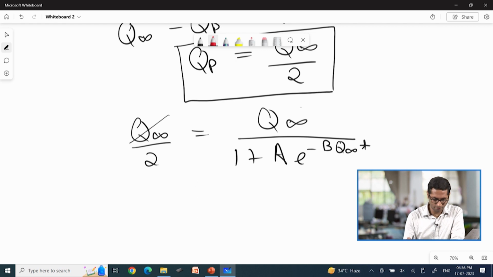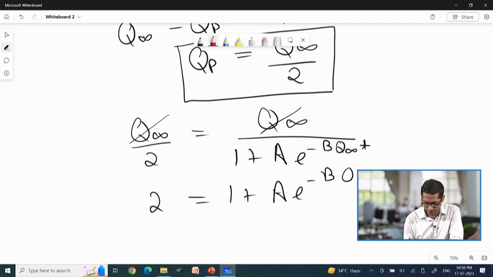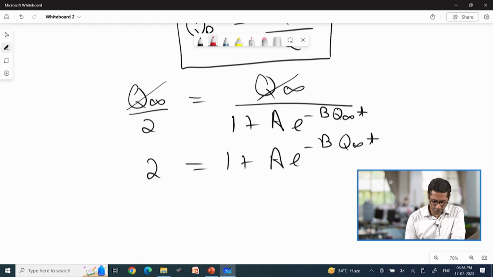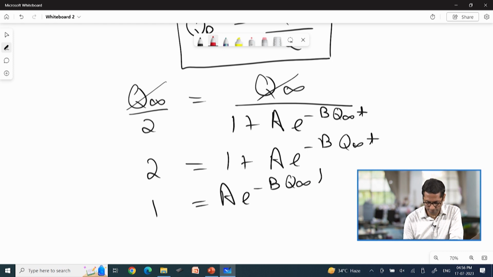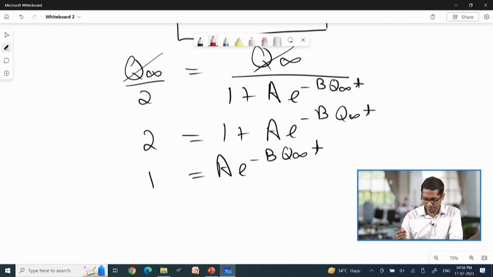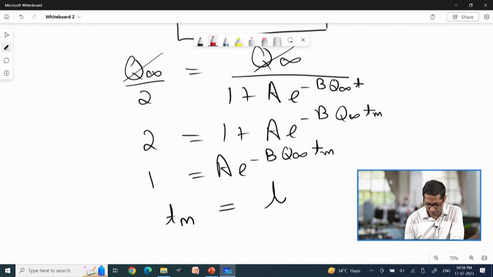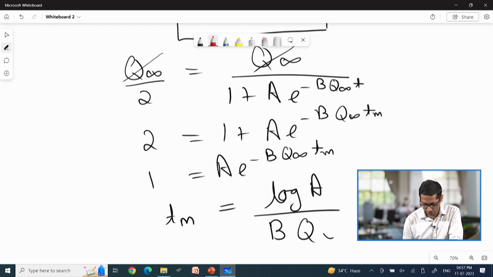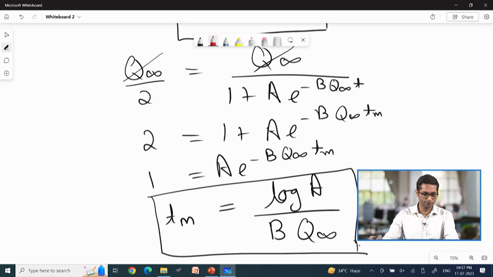So these two terms cancel out each other, and we have 2 is equal to 1 plus A e raised to power minus B Q infinity t, or 1 is equal to A e raised to power minus B Q infinity t, and the t here that I am referring to is the peaking time, Tm. So the time at which the peaking is going to occur would be, if I take a log of A, divided by B Q infinity. So the time of peaking is basically a function of A, B and the total reserves that we have.